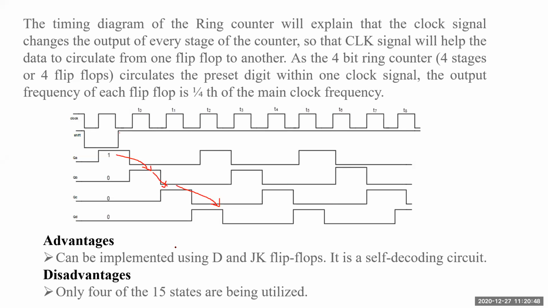So what are the advantages here? This can be implemented by using D flip-flop and also JK flip-flop. It has a self-decoding circuit, where it can decode depending upon these 3 signals: clock, preset, and reset signals. And the disadvantage is that, since we are using 4 bits, it has 15 possible states, from 0 0 0 0 to 1 1 1 1. So only 4 of the 15 states are utilized over here. So this is regarding what is meant by a ring counter.